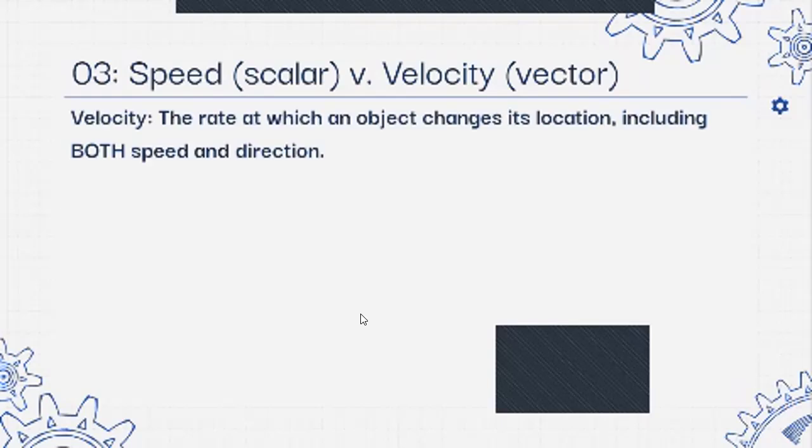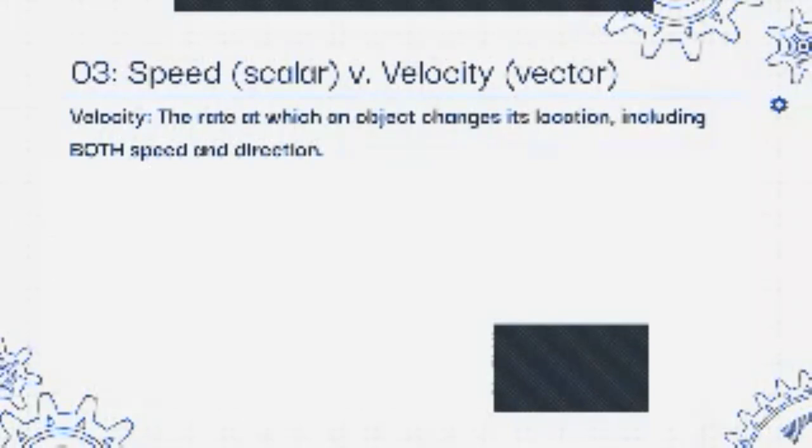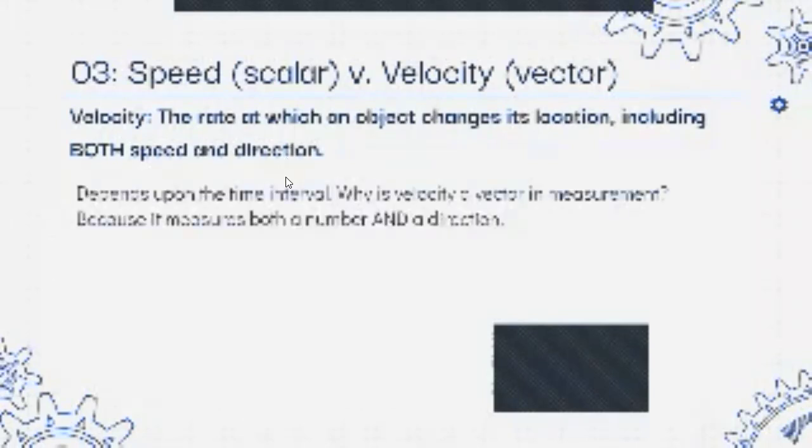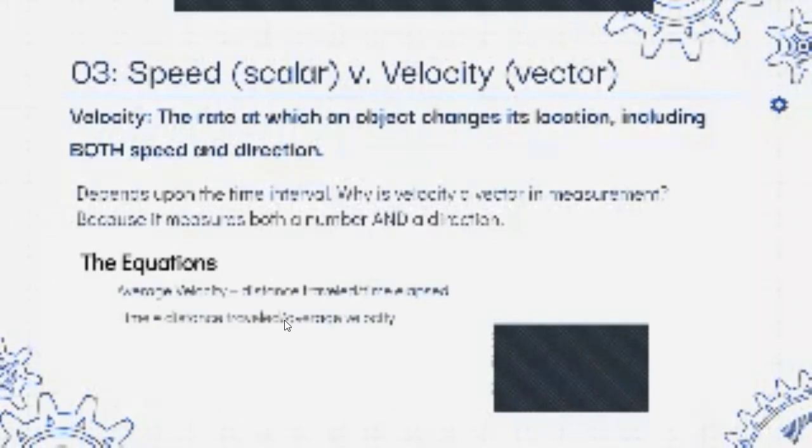So velocity. So speed is scalar. Velocity is the rate at which an object changes, but it also includes the direction. Okay. And again, it's going to depend upon the time interval. Why is velocity a vector in measurement? Because it measures both the magnitude and a direction that the object is traveling. The equations for this: average velocity equals distance traveled over time, and time equals distance traveled over average velocity. And again, distance traveled equals average speed times time elapsed. So you can see that's there.